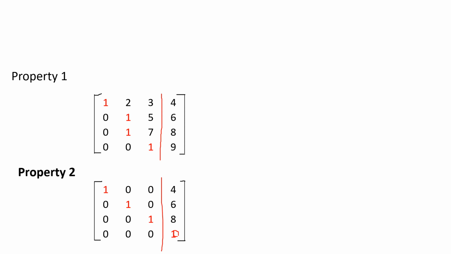Here two matrices are shown. The first matrix satisfies the first property. All the pivot elements, or leading entries, are 1. But it does not satisfy the second property because above these ones we don't have zeros. But the second matrix satisfies both the first and second properties.